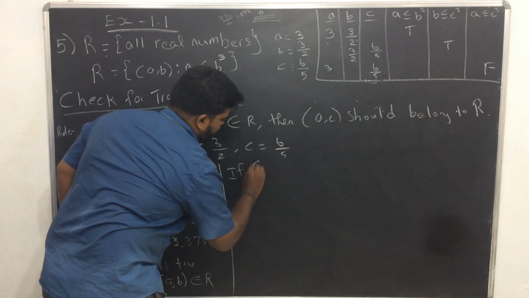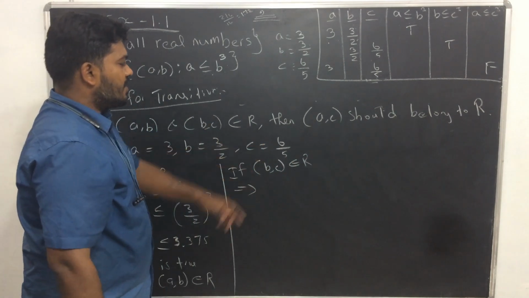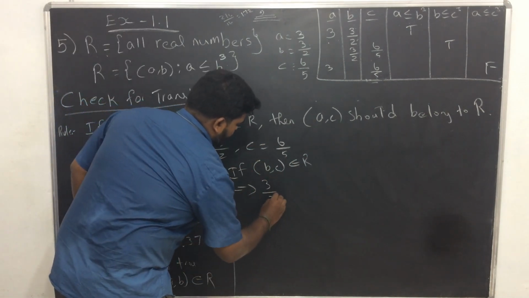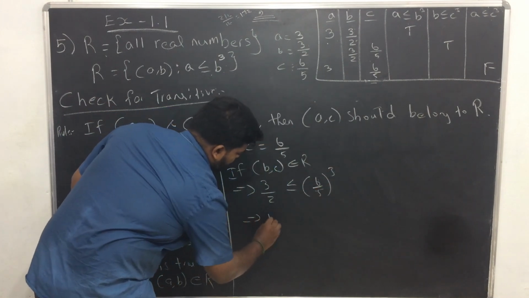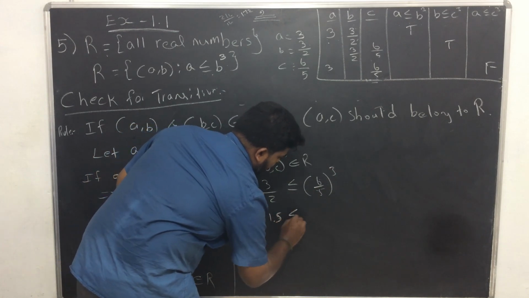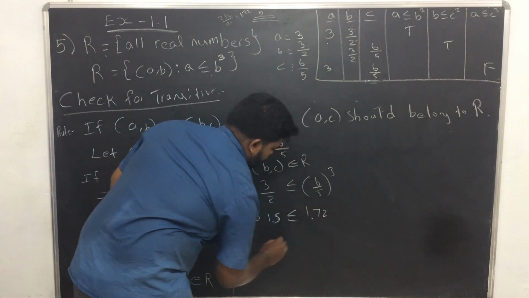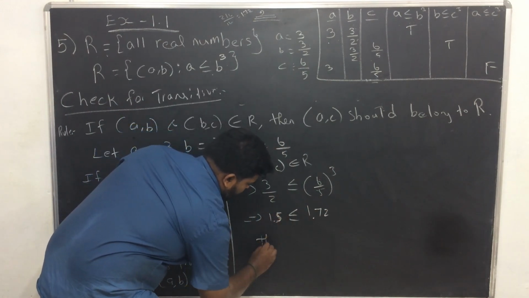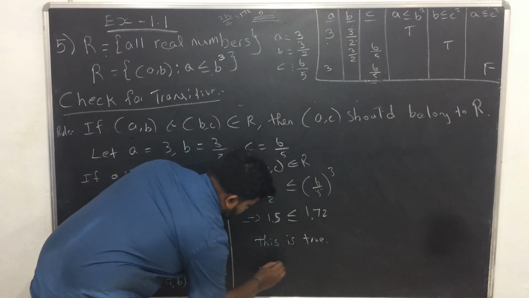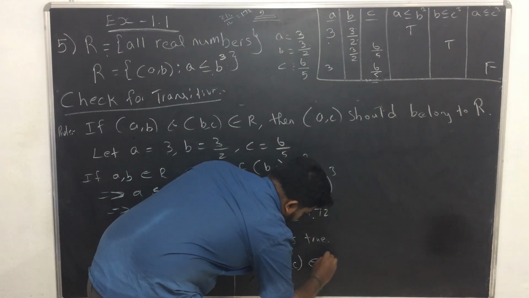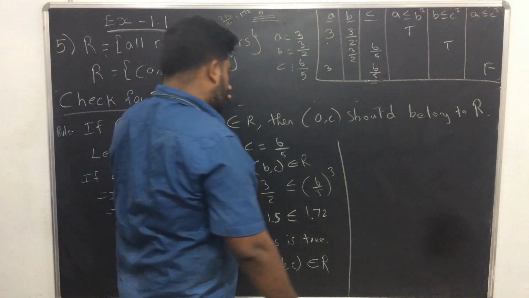If B comma C belongs to R, it implies that, what is B? 3 by 2 and C is 6 by 5. It implies that 3 by 2 is less than or equal to 6 by 5 the whole cube, which implies that 1.5 is less than or equal to 1.72. That's what we found. Okay, 1.5, this is true. Of course, 1.5 is less than 1.72. Therefore, B comma C belongs to R. Now that A comma B and B comma C belong to R, we will check for A comma C.